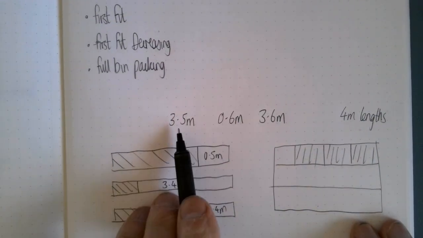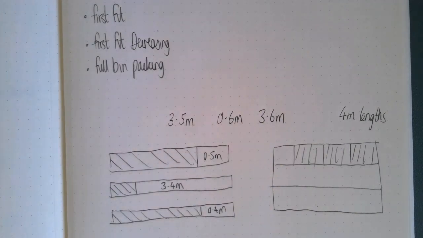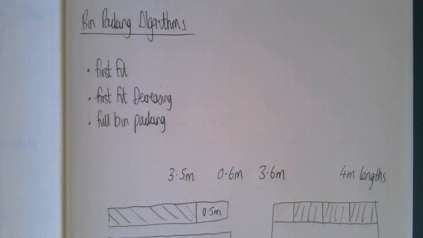Now, actually, there's no way an algorithm would have improved that situation. So I picked a rather extreme situation, but we're going to look at some examples where an algorithm is helpful. And there are 3 algorithms which are very, very straightforward. First fit, first fit decreasing, and full bin packing. So let's have a look at those in order, starting with first fit.